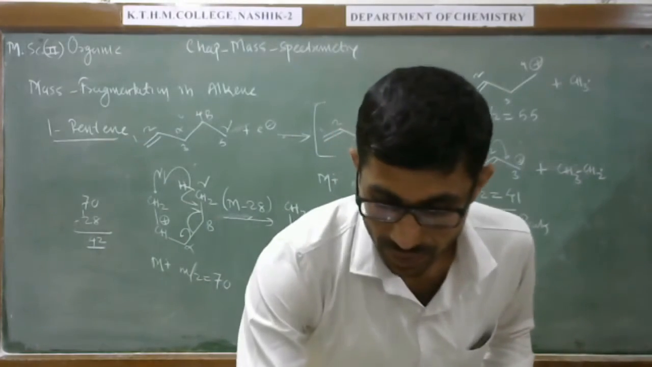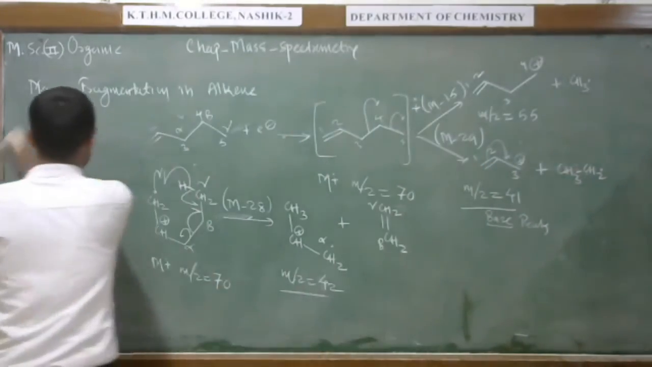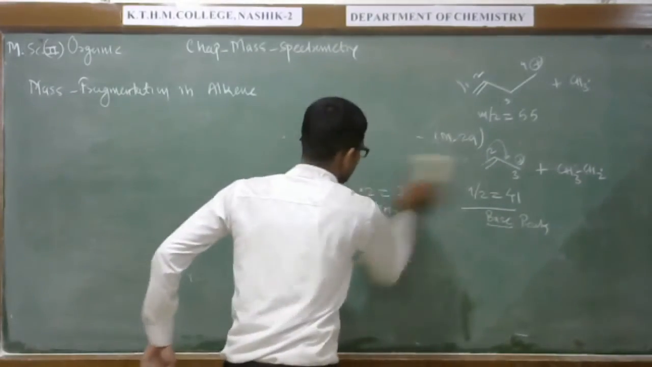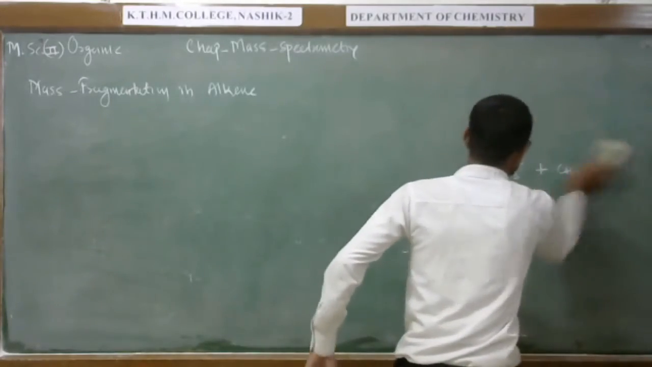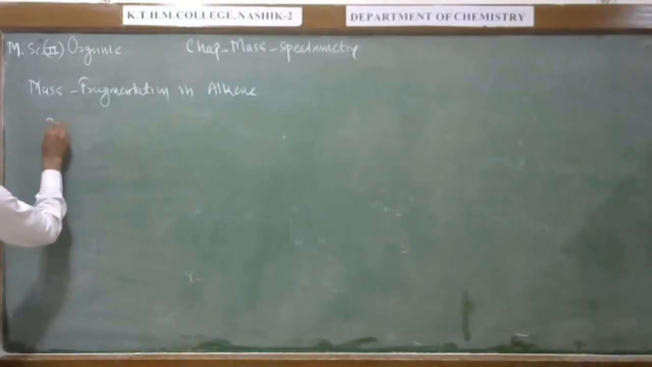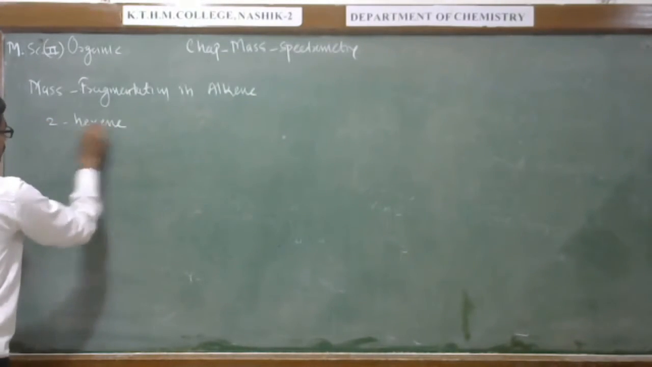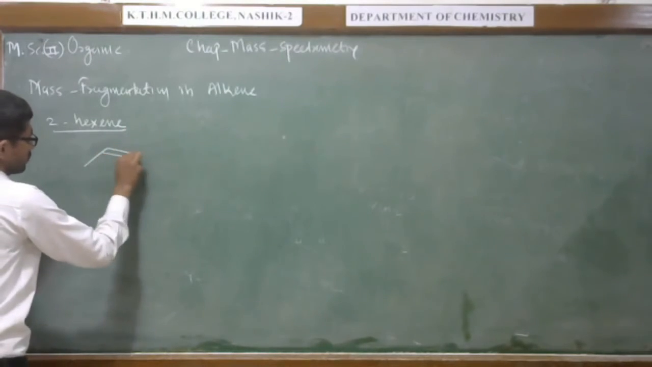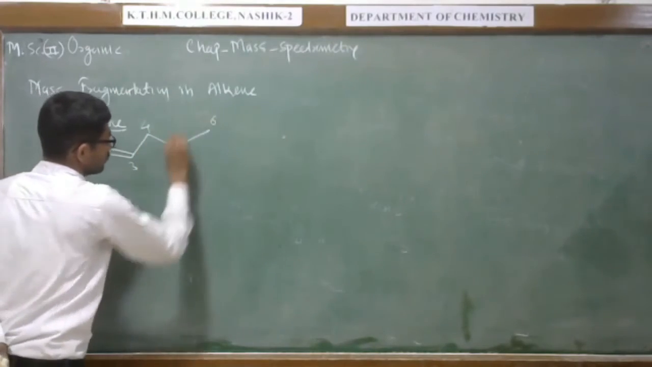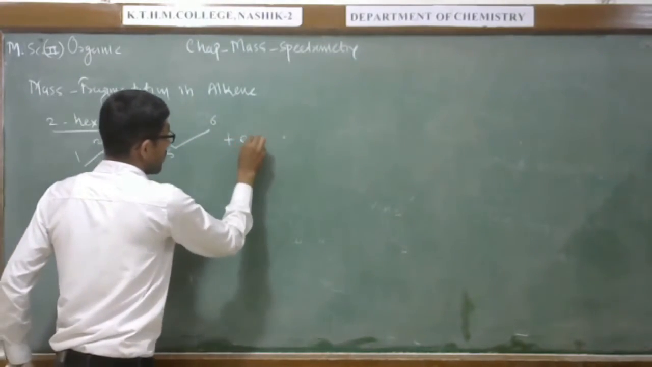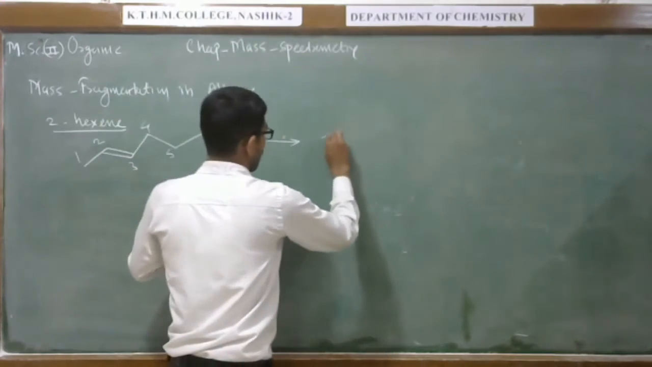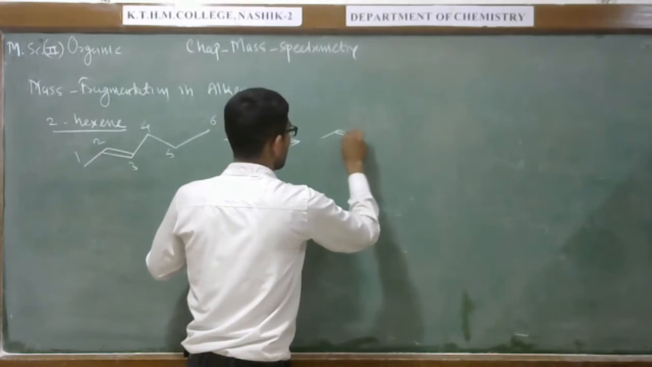Next example we are going to consider here is 2-hexene. Suppose 2-hexene. When this compound is bombarded with electrons, after bombarding with electrons, we can observe the molecular ion peak.